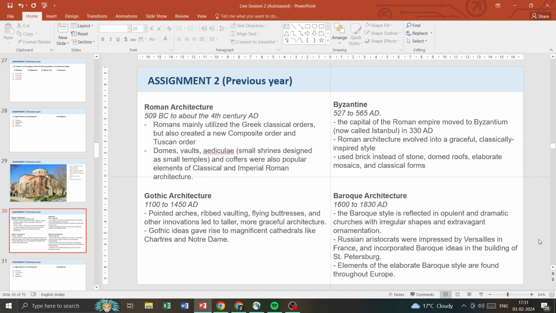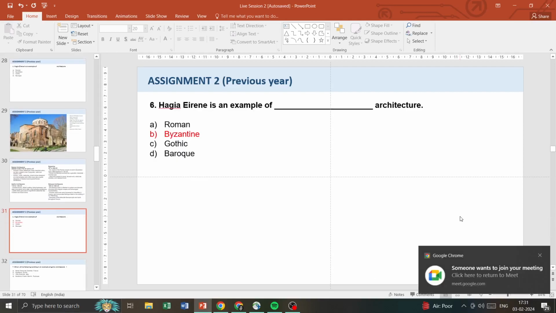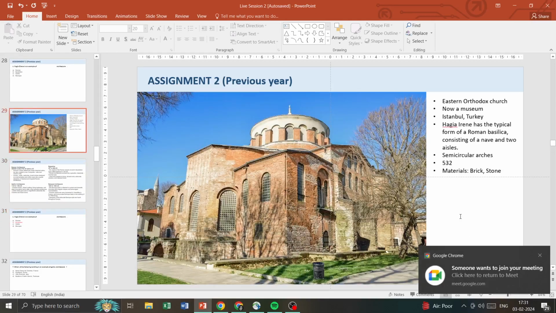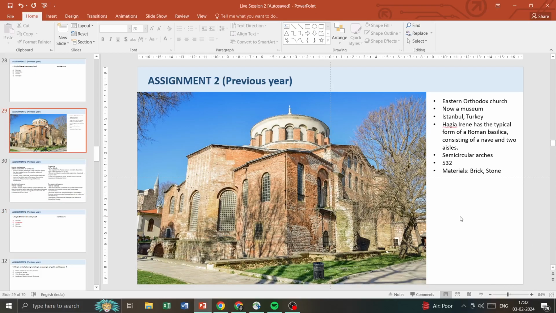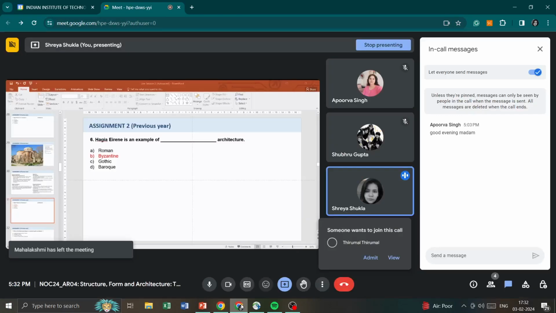Baroque architecture is reflected in opulent and dramatic churches with irregular shapes and extravagant ornamentation. Elements of the Baroque style were found throughout Europe, and the Baroque style has been heavily used in Russian countries, especially in the building of St. Petersburg. So coming back to the image, you can see that it has domes. It's made out of bricks. It's located in Istanbul, Turkey, which was the Byzantine capital. So our answer is Byzantine. Hagia Irene is an example of Byzantine architecture.